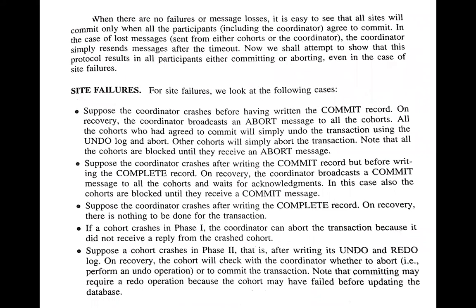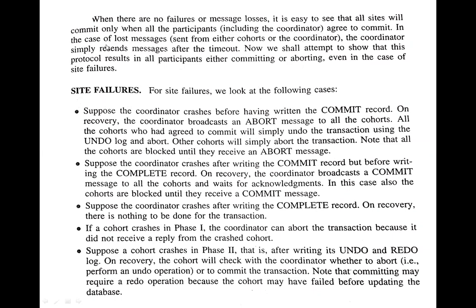So what happens if there is no failure and there is no loss of messages? Whatever the coordinator has sent within a specified time is received by the cohorts, and whatever the cohorts have replied is received by the coordinator. Then there is no problem, because with no failure and no message loss, it is easy to see that all the sites will commit, and all the participants, including the coordinator, are going to commit.